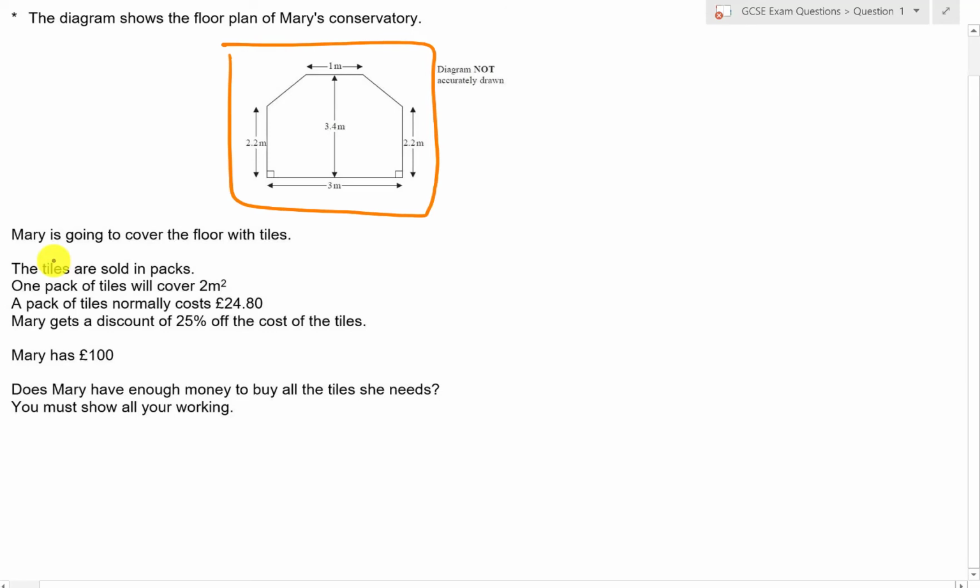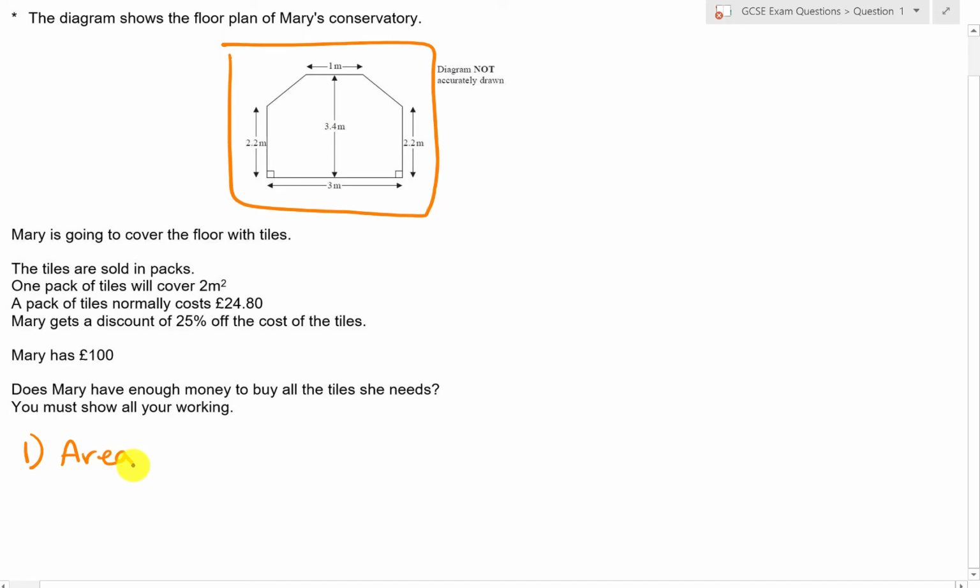So Mary's going to cover the floor with tiles. Okay, good. So it's to do with floor covering tiles. Therefore, we know that it's to do with area. Okay. So first of all, let's make a little note here. So number 1, we need to find the area of Mary's conservatory that is given on the diagram.